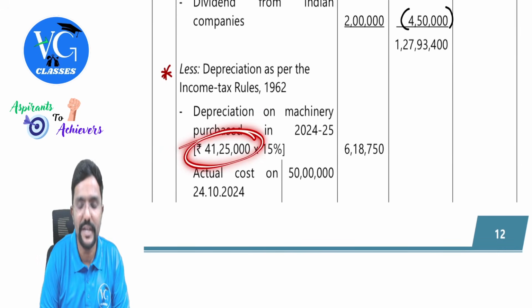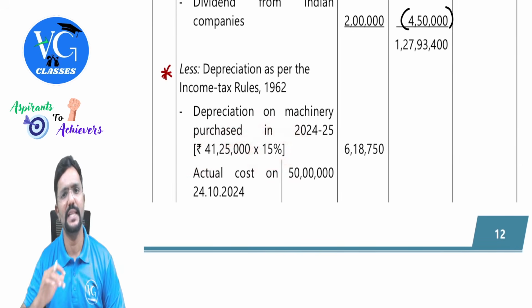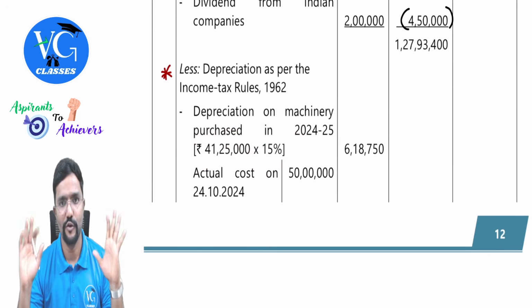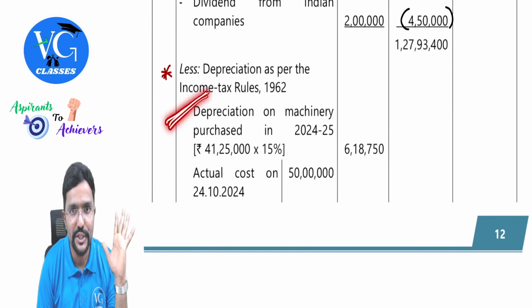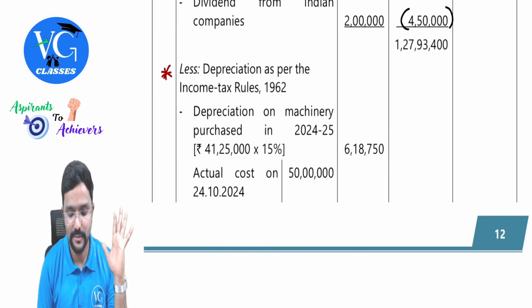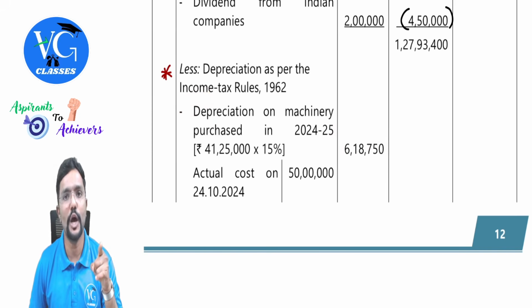So on 41 lakh 25,000 into 15% in the current year, full, guys. Full. Okay, please be careful. This is the depreciation for the current year. This figure is the normal depreciation.